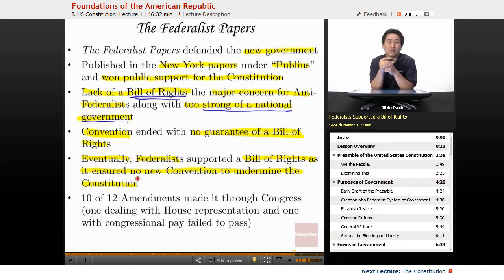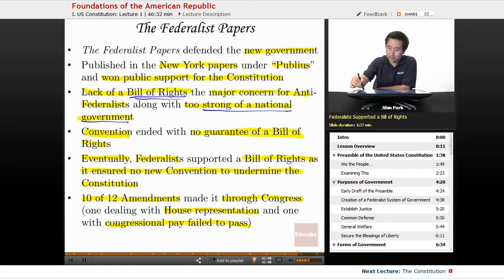So ironically, the anti-federalists ended up opposing a Bill of Rights towards the end, because by supporting the Bill of Rights, the Federalists basically conceded the maybe defects of the current Constitution, and thereby enhanced the standing of the Constitution as it was written. And eventually, 10 out of the 12 amendments made it through Congress. So the Bill of Rights that we have today, the 10 Bill of Rights, originally 12 were adopted. The one dealing with House representation and one dealing with congressional pay actually failed to pass.